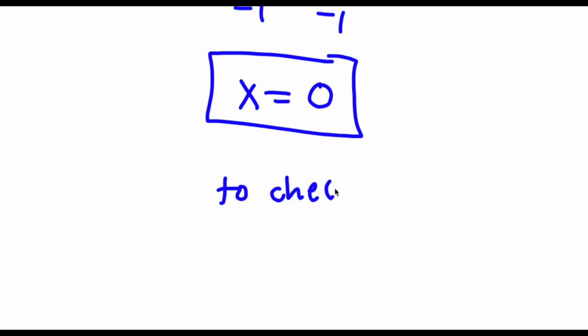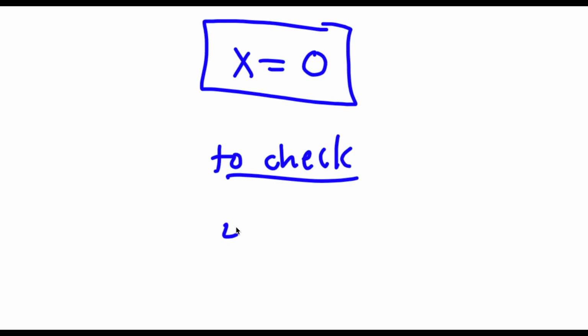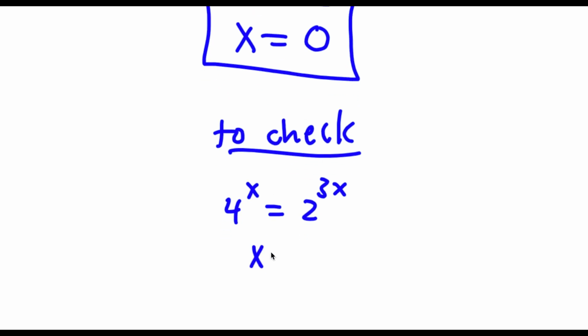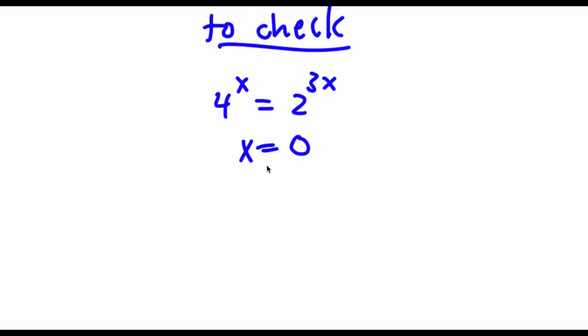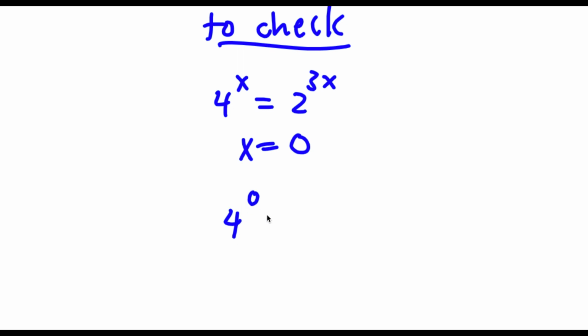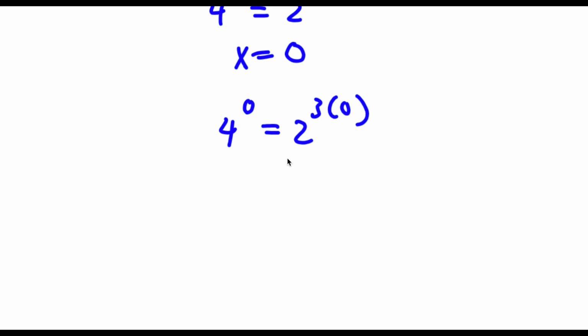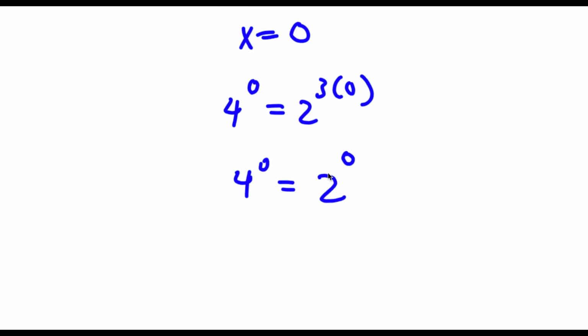Now to check, my original equation was 4 to the power of x is equal to 2 to the power of 3x. Now I know that x is equal to 0, so now I have 4 to the power of 0 is equal to 2 to the power of 3 times 0. Now 3 times 0 is simply 0 because anything times 0 is 0. So now I have 4 to the power of 0 is equal to 2 to the power of 0.